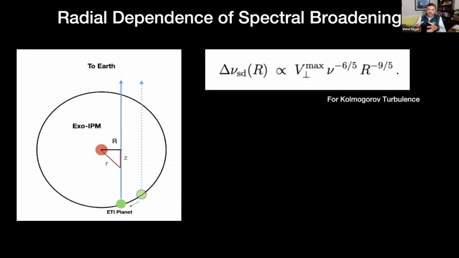We also understand how the turbulence scales as a function of distance from the star. And if you put that in, you can get a radial dependence of the spectral broadening. What I'm showing you here on the left-hand panel is your exoplanet, and imagine that there is a narrowband signal going through near the star. R is the impact distance. As you can see, it's a very strong function of R. As R goes closer to the star, the spectral broadening is higher. As R is further away, the spectral broadening will be less. So you have some proportionality constant.